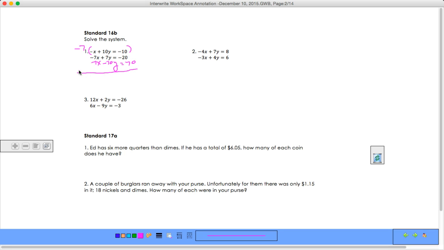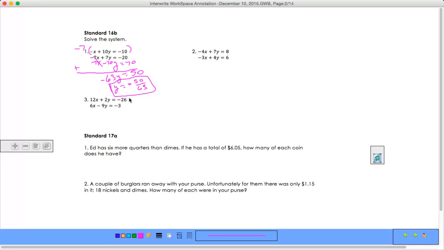Okay, now that I've multiplied, I'm ready to add straight down. I get negative 7x plus 7x, which is 0. That's what I wanted to happen. That's what I expected. Here, when I add straight down, I'm going to get negative 63y equals 50. Divide both sides, and I get y equals negative 50 over 63. I'm just going to leave it as a fraction.